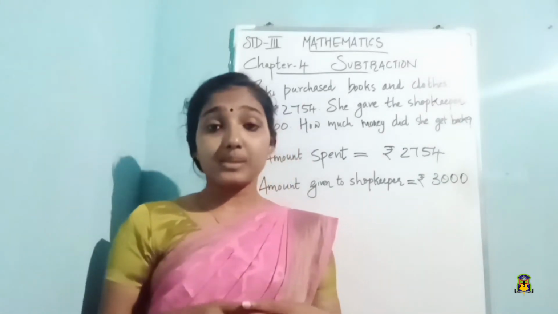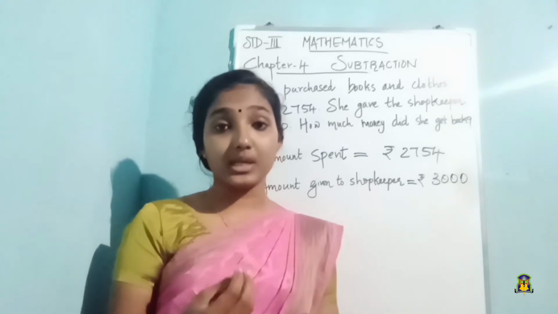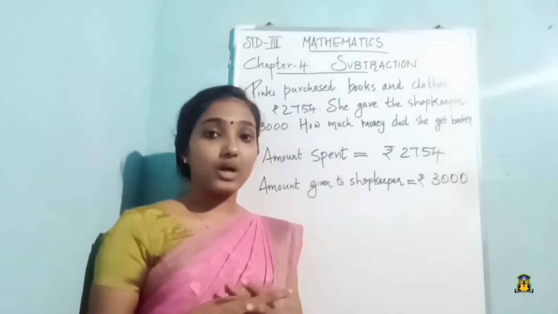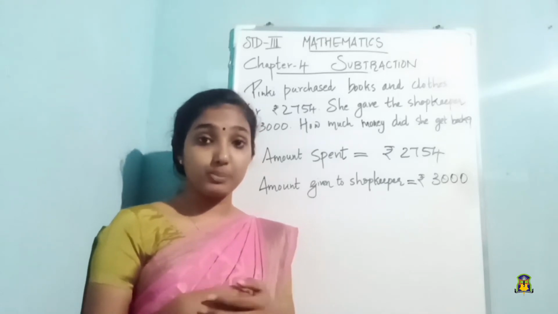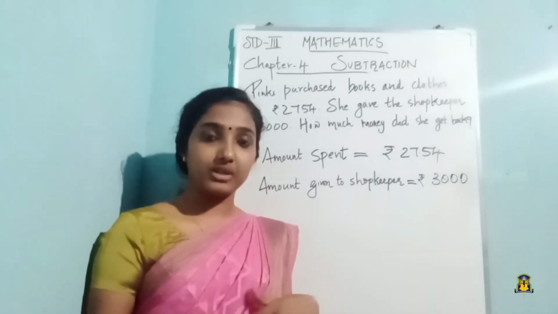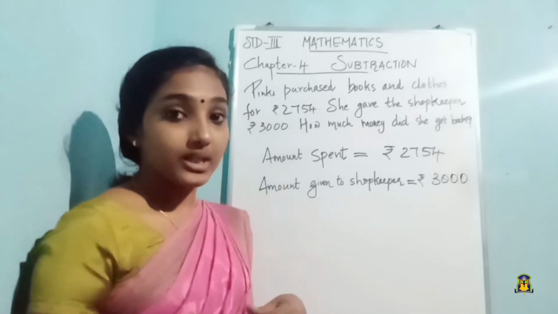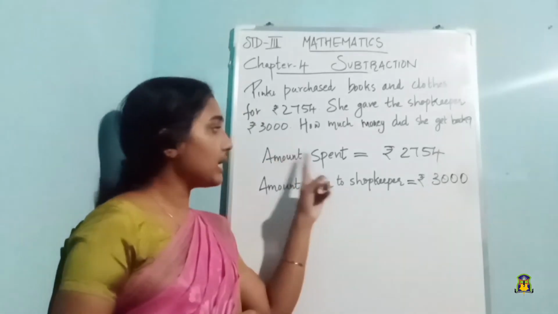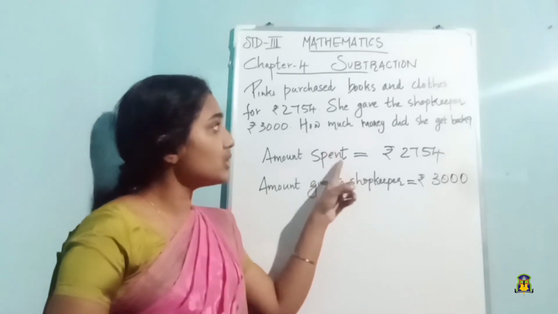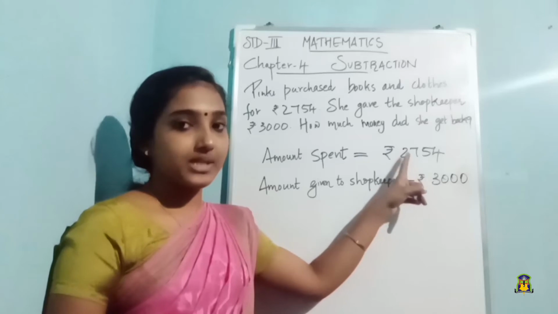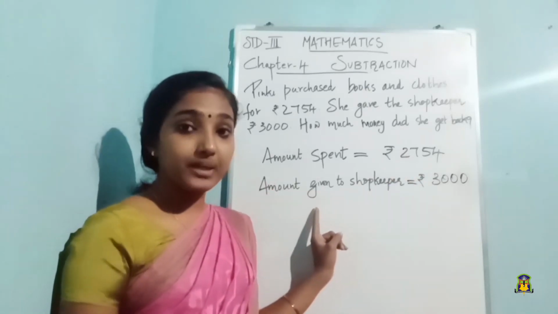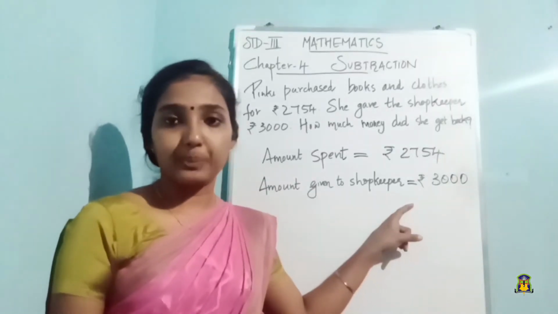And after buying all these things, she has given rupees 3000 to the shopkeeper. Okay. So now the shopkeeper has to return some amount to Pinky. So we are asked to find how much money will she get back from the shopkeeper. Okay. So here what all things are given? Amount spent by Pinky on buying books and clothes, she spent rupees 2754. And how much money she gave to the shopkeeper? The amount given to the shopkeeper is rupees 3000.